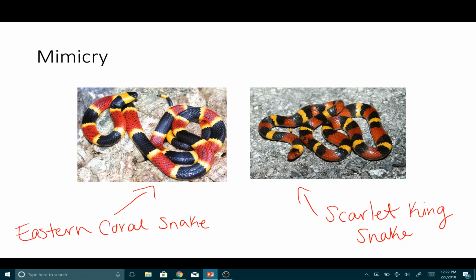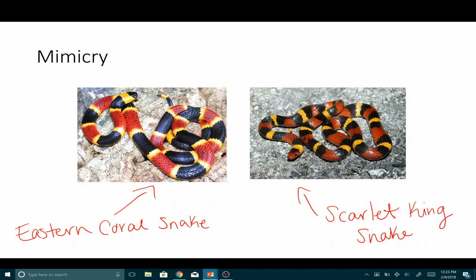It's a good idea, if you're not sure, not to pick either one of these up, but I have held the scarlet king snake before. They're absolutely lovely, but yes, I definitely don't want to touch an eastern coral snake.